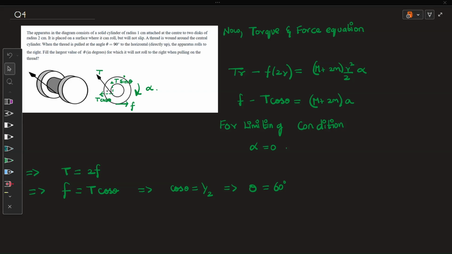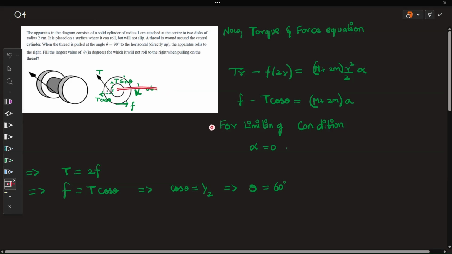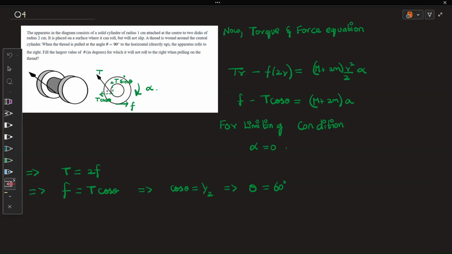So what people find difficult in this question is that they won't get it intuitively. Initially at 90 degrees, they are saying that this whole system rolls to the right, and at some particular angle, it starts rolling to the left. We want that particular angle. That's the simple conclusion of what they are asking. But how? The question arises, right?